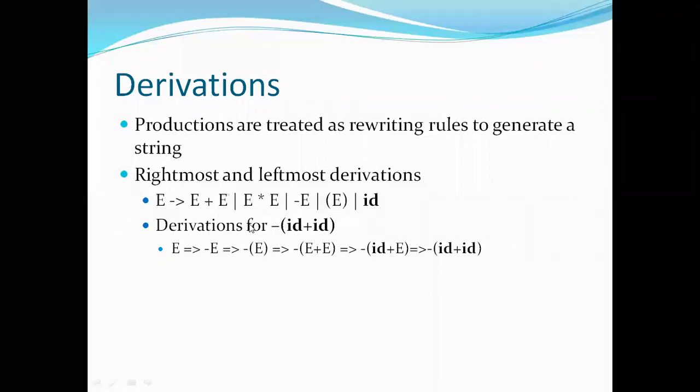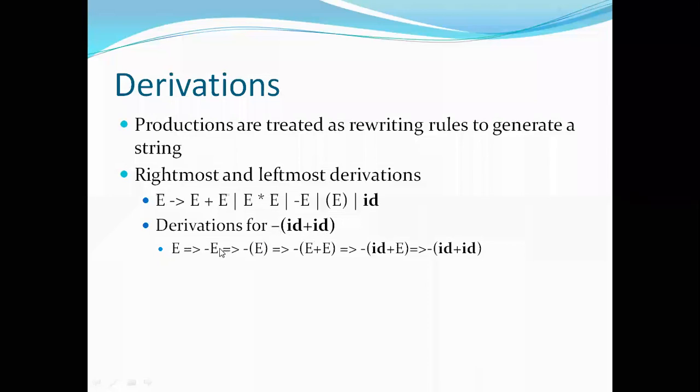So we derive this string. This is the terminal string, right? We can generate this terminal string by using a derivation. E produces, first of all, we write minus E. Why? Because we have the minus symbol, that is the operator. So we take minus E, and then within the brackets, ID plus ID.